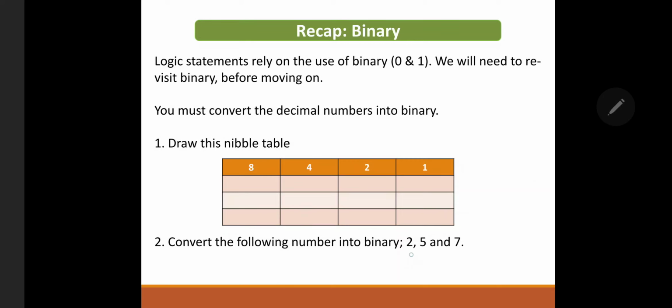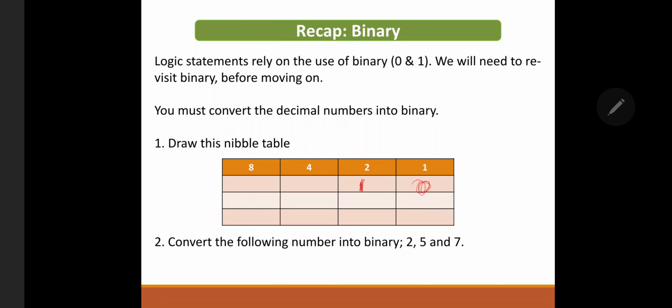All right, so let's convert 2. How do we convert 2? We look at the numbers up here that can combine to make 2, and because 2 is already there, we just put a 1 to turn this one on, and then we put a 0 here to turn this one off, and that's 2.